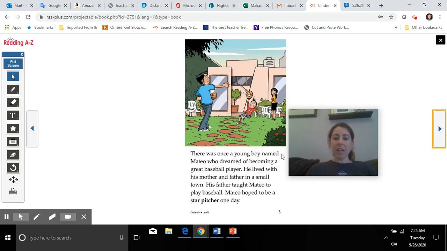There once was a young boy named Matteo who dreamed of becoming a great baseball player. He lived with his mother and father in a small town. His father taught Matteo to play baseball. Matteo hoped to be a star pitcher one day. Okay, we know a pitcher is someone who is throwing the ball to the batters for them to hit.